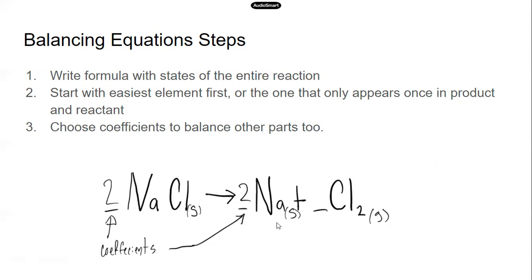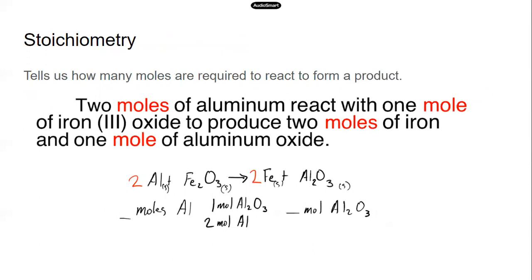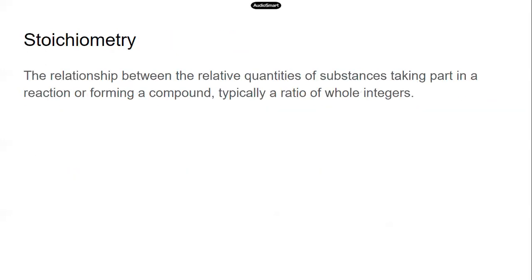But then once we do that, we're going to have an imbalance on the sodiums. So we just need to put a 2 out in front of the sodium in the product. And then once we do that, it's all balanced. And then stoichiometry, like I said before, if we go back a couple slides, it's just the relationship between the relative quantities of substances taking part in a reaction or forming a compound.